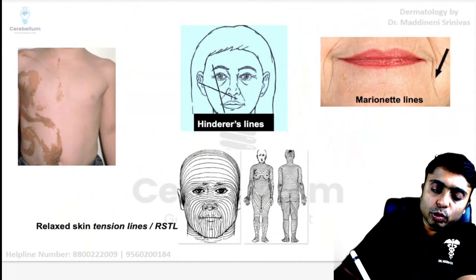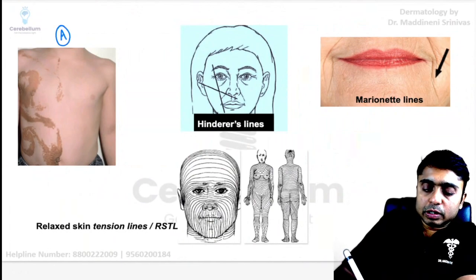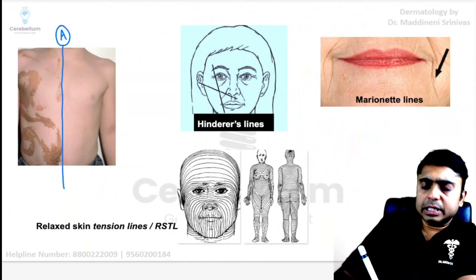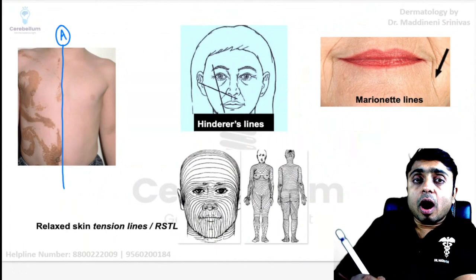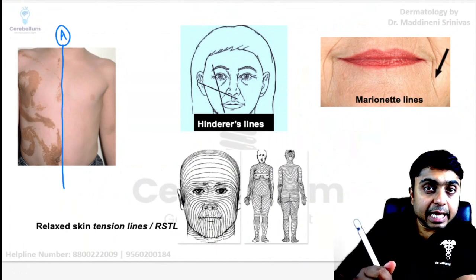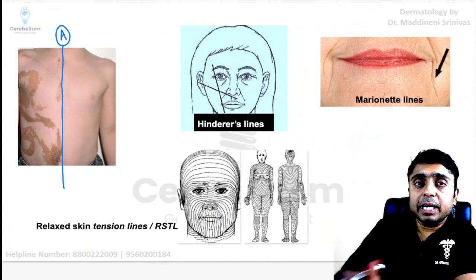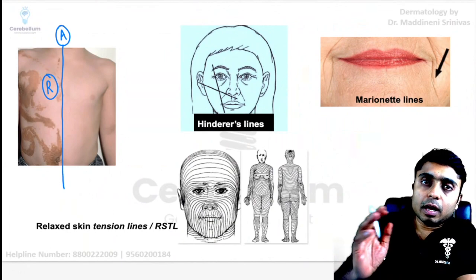But before that, if you look at this picture A, you are able to see a condition where hyperpigmented verrucous lesions are present along the Blaschko's lines, which are not crossing the midline, and it is present only on the right side of the body.